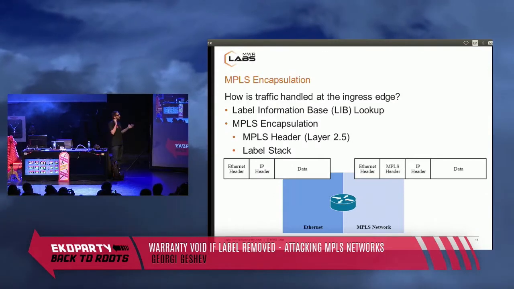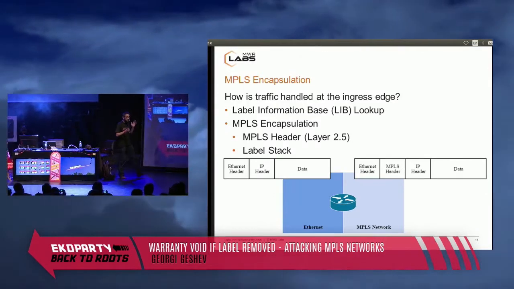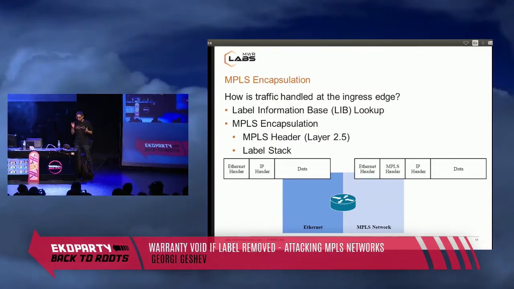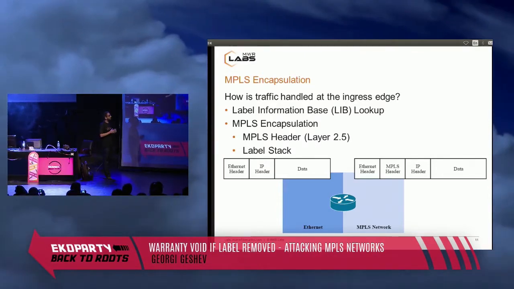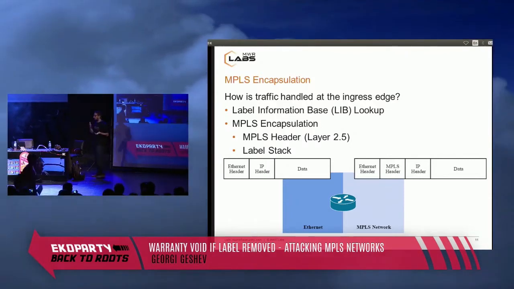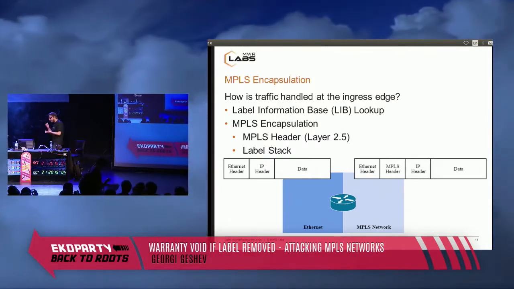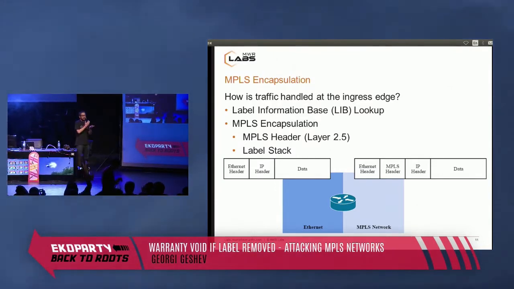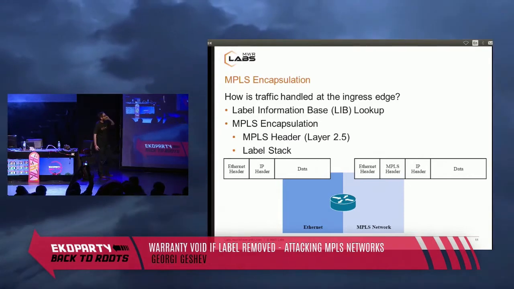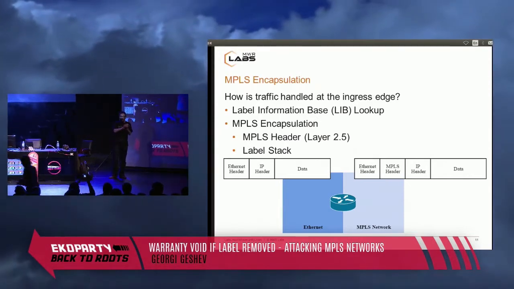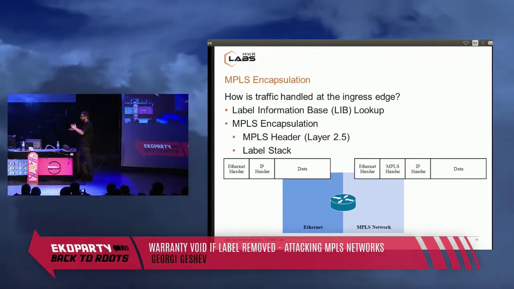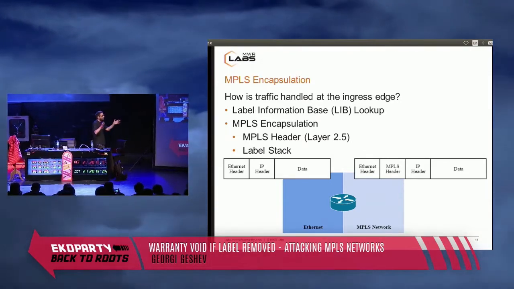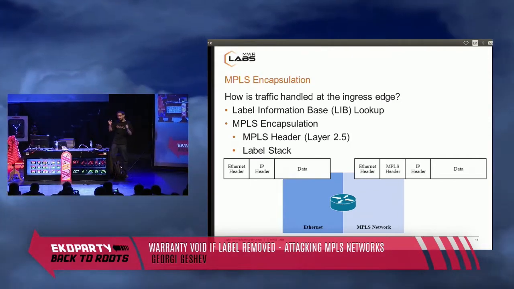Now, talking about where the customer network ends and where the service provider network starts, we also need to understand the process of handling traffic at the edge of the MPLS domain. At the edge of the MPLS domain, the provider edge device performs a lookup in the label information base in order to assign a label to a particular traffic. In this label information base, you have destination networks and corresponding labels.